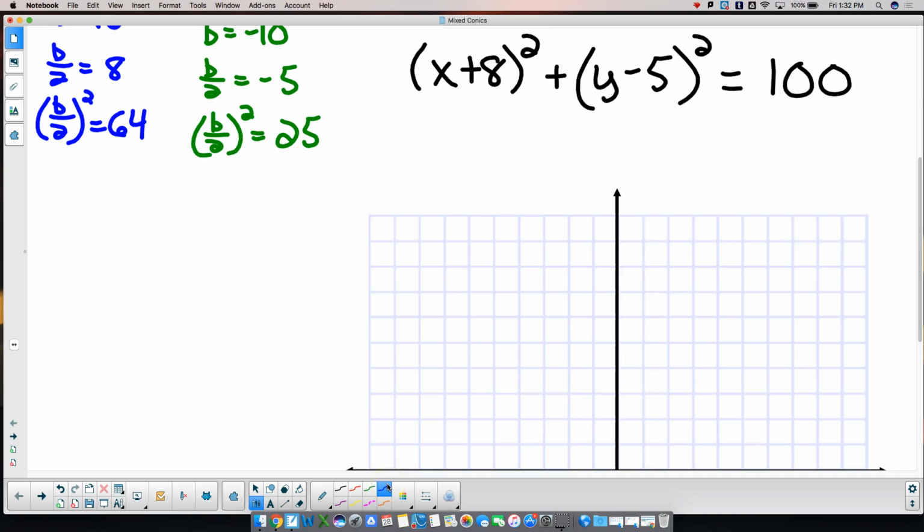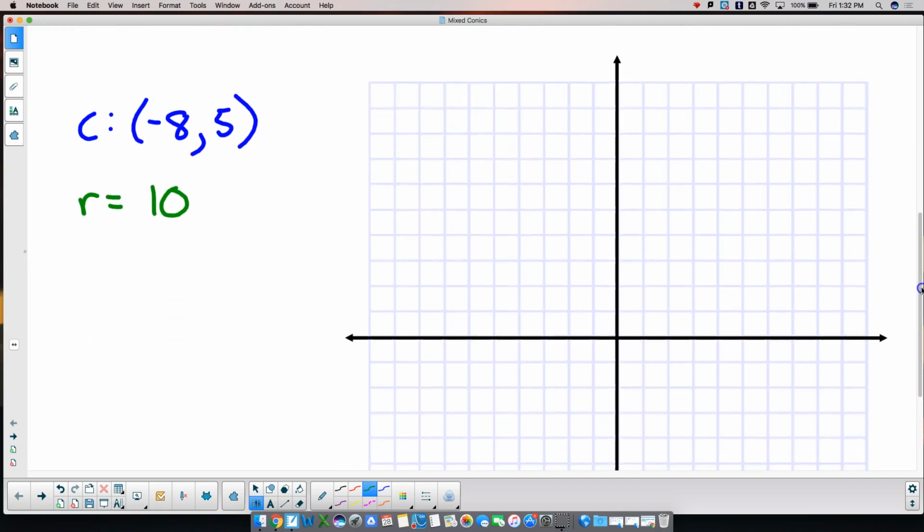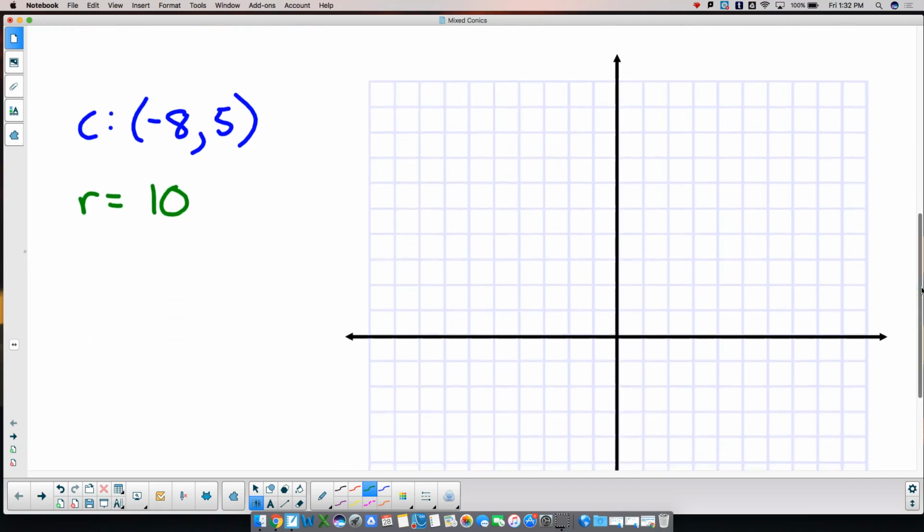So my circle has a center at -8, +5. It also has a radius of 10. Square root of 100 is 10. All right, so we go to -8, 5. 1, 2, 3, 4, 5, 6, 7, 8. 1, 2, 3, 4, 5. So there is my center.